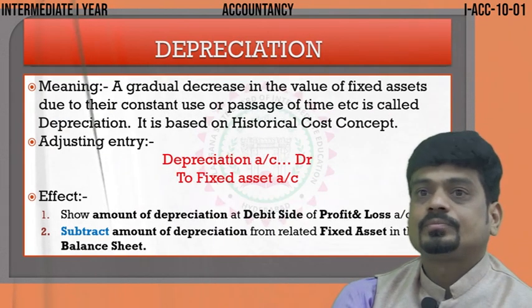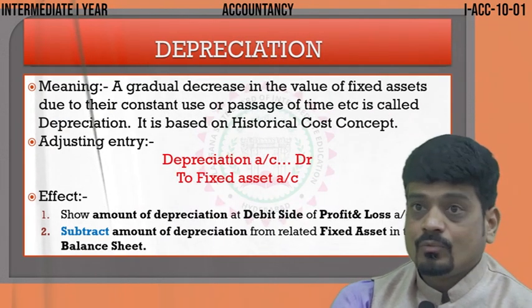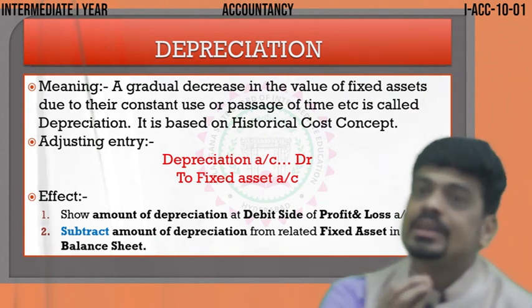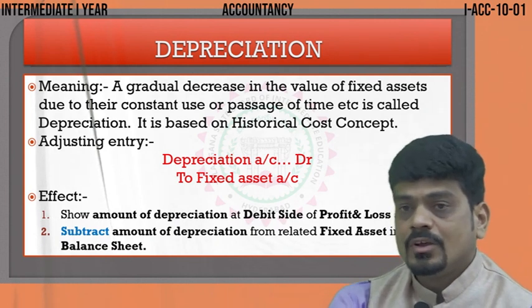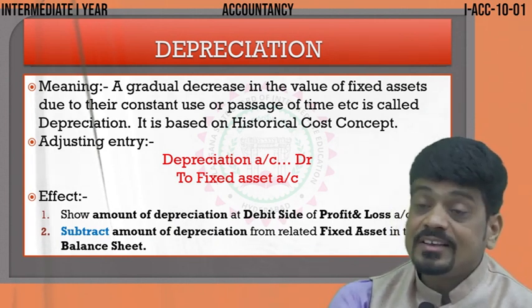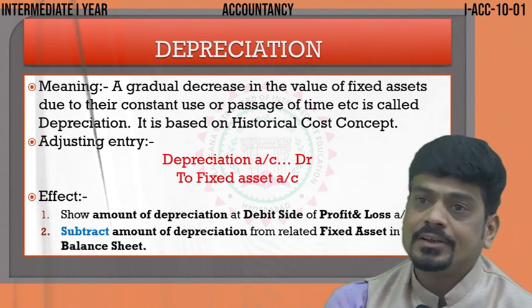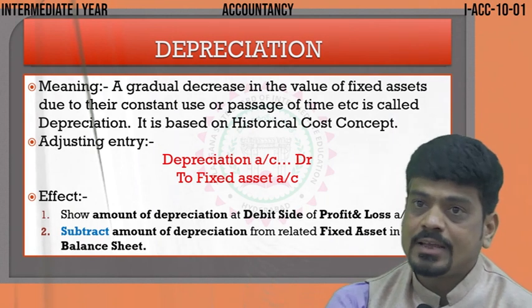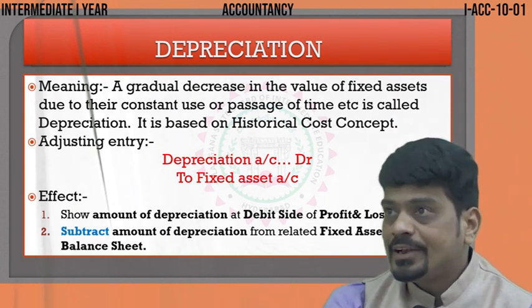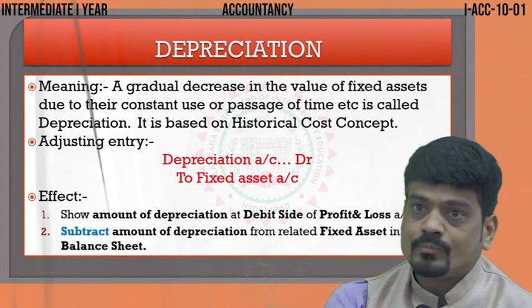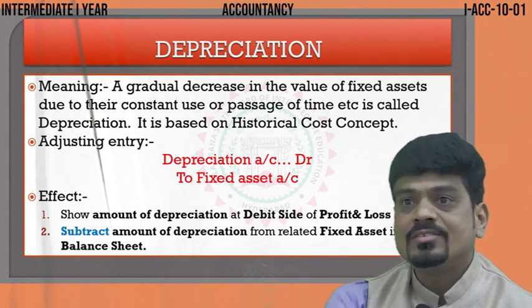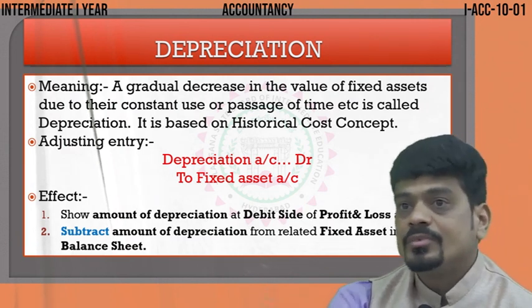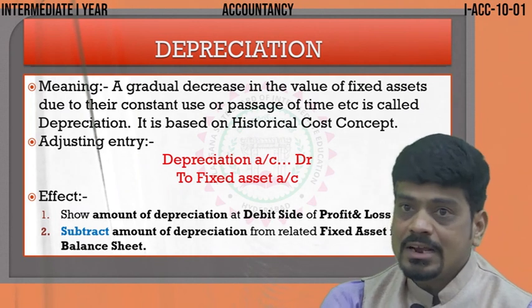Then comes depreciation. What do you mean by depreciation? It is nothing but a gradual decrease in the value of a fixed asset. Whenever we purchase a fixed asset, let me say building, machinery, plant, we will be using it. Because of its usage and passage of time, it will reduce in value, which is called depreciation. And this is recorded on the basis of the historical cost concept, which we have studied in accounting concepts and conventions.